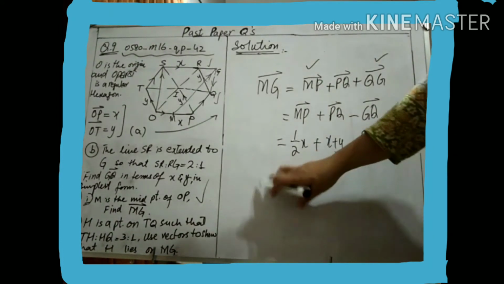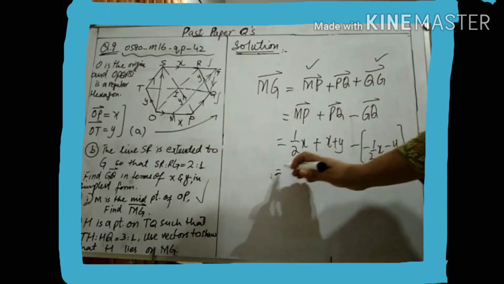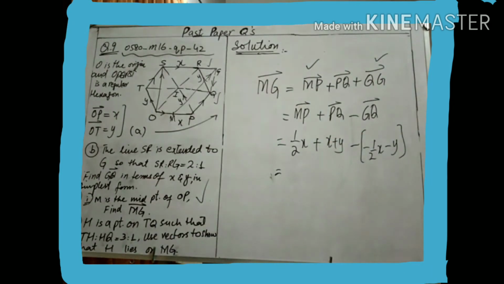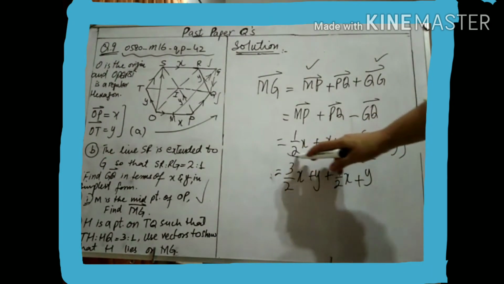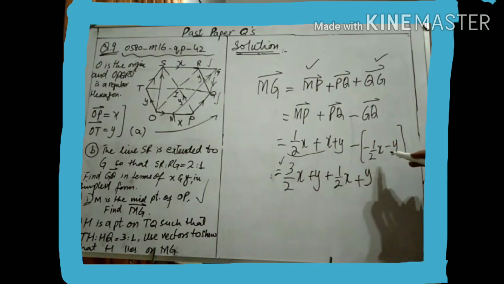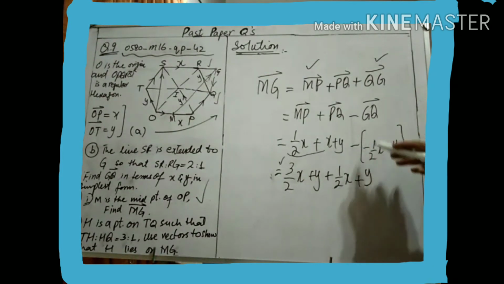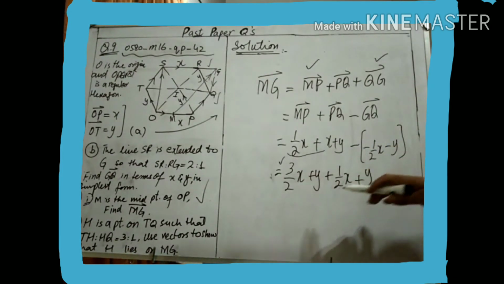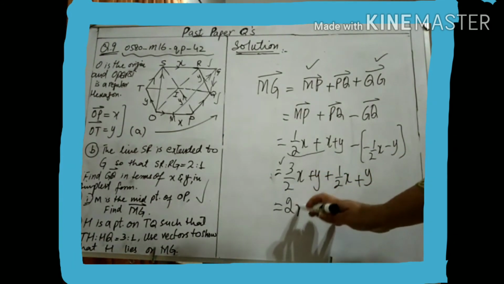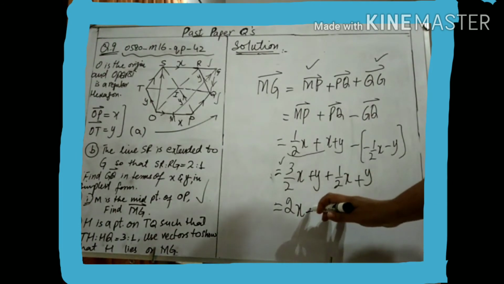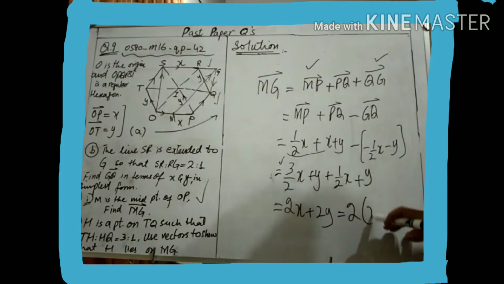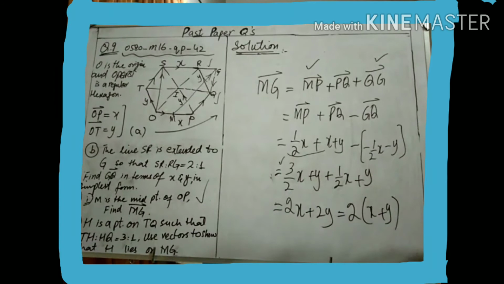So now I'm going to simplify it. 1 over 2 X plus this X, these two will be 3 over 2 X, Y as it is. Now for this negative sign, change the signs of both of these two terms. Now both are positive, so 3 over 2 X and 1 over 2 X make 2X. Y plus Y is 2Y. We can write it like this: 2 as a common, then X plus Y.